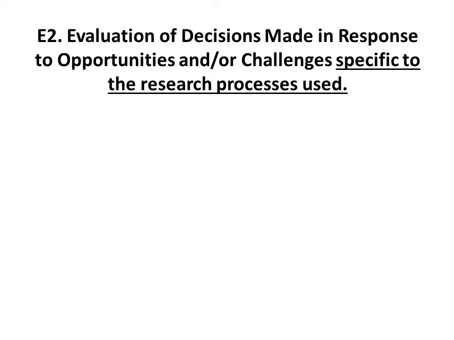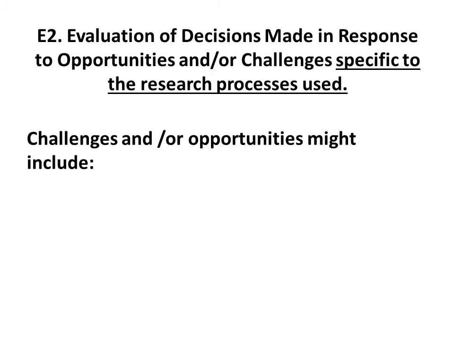Okay, so now we're up to E2. So E2 is about evaluating the decisions that you made in response to opportunities or challenges specific to your research processes used. So if you think back in E1 when we talked about what were research processes, and they were such things as surveys, interviews, websites, blogs, etc. So what are the challenges and opportunities? What might they mean? So look back to the last 2.5 terms and think of things that happened during that time when you were trying to find the information to answer your question.